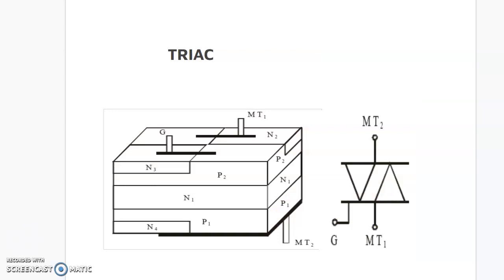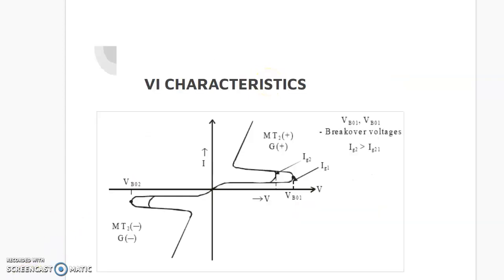Next, we have triac. Triac is actually a very unique device. A triac is a bidirectional device in which we have two regions. That is, the current can conduct from MT2 to MT1, and the current can also conduct from MT1 to MT2. We will see how by the VI characteristics of the triac.